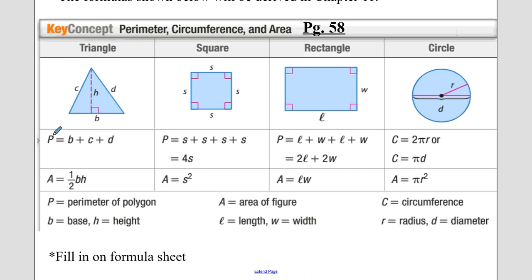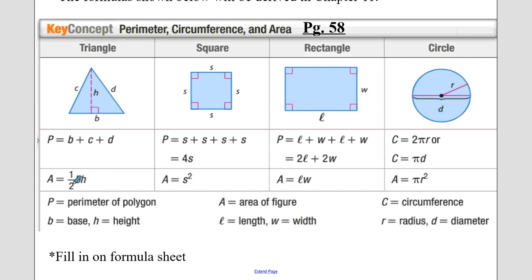A triangle's perimeter is you add up its sides, so B plus C plus D. The area of a triangle is 1/2 its base times its height. In a future lesson, we'll talk about where all these formulas came from. Right now, we're just practicing using them. You're just going to be given these formulas and you're practicing interpreting what each of the variables means and then using it. In a follow-up lesson, we'll talk about where these things come from.